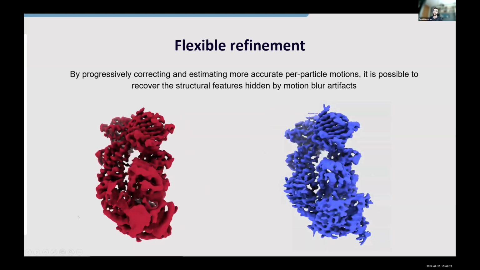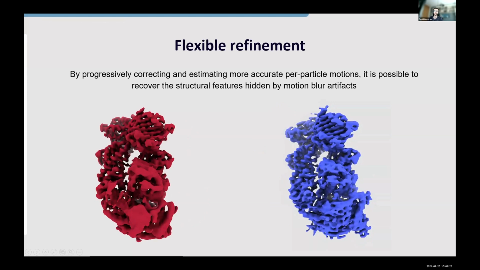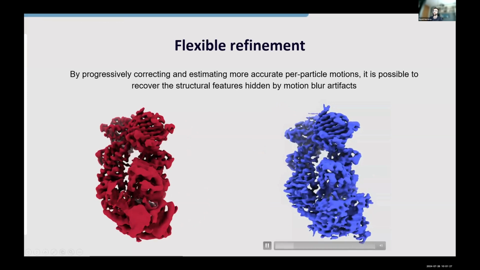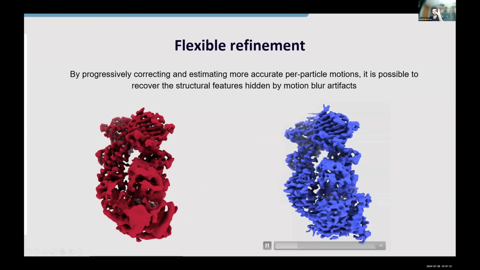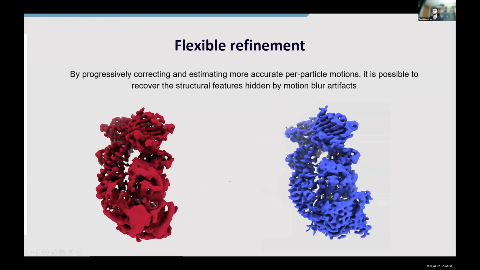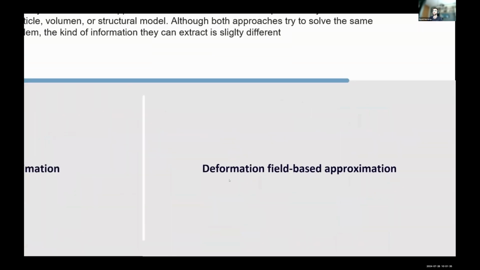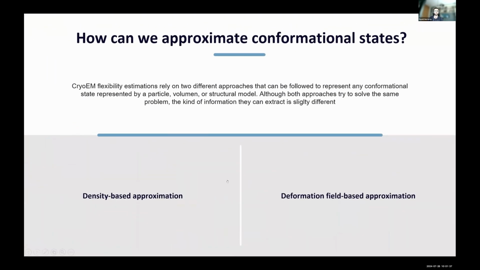And of course, in a reconstruction, you have a static picture, but in flexible refinement, you still have the dynamic information of the protein. So you can still see at high resolution what your protein is doing, how all the different regions are moving. So with this, I finish on the methods that we are working on in the lab.